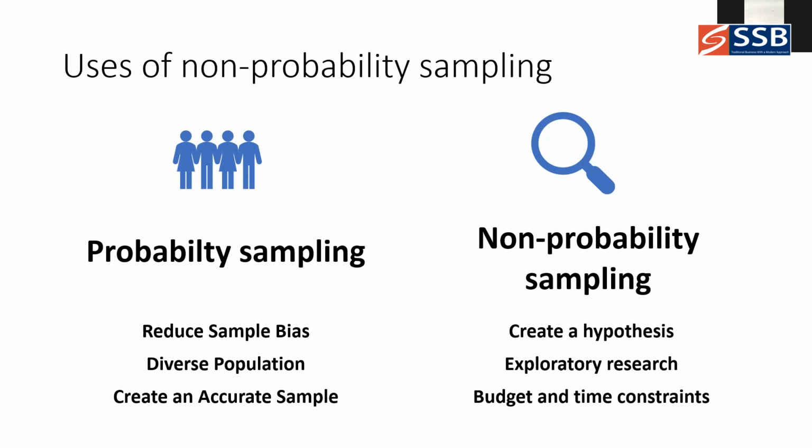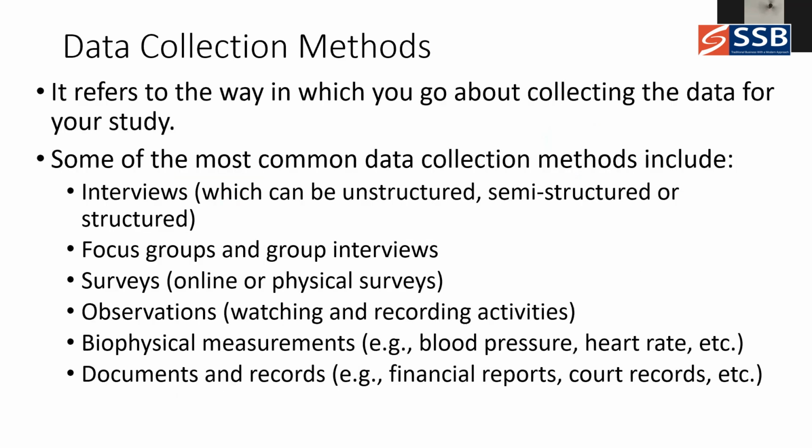Now, coming to non-probability sampling, it is helpful to create a hypothesis. For exploratory research, you are going to use non-probability sampling, and budget and time constraints are very important for non-probability sampling, because you don't get the samples at your discretion. For example, if you want to go for quota sampling, you may have to ask doctors, or go to some associations and get the samples for you. So that's very, very important.